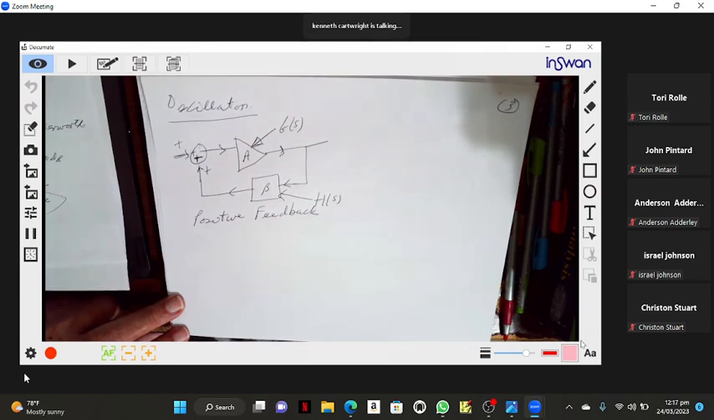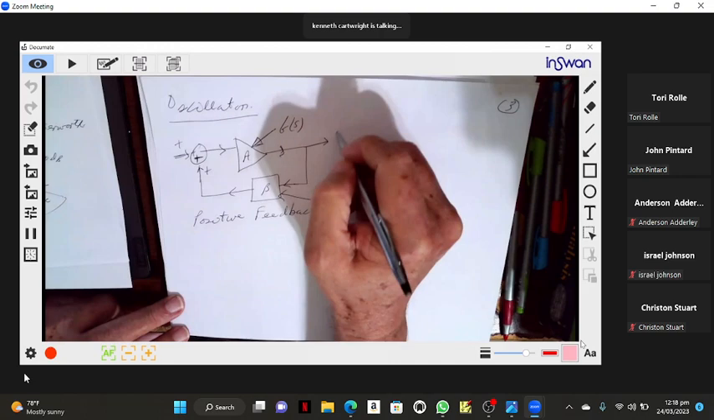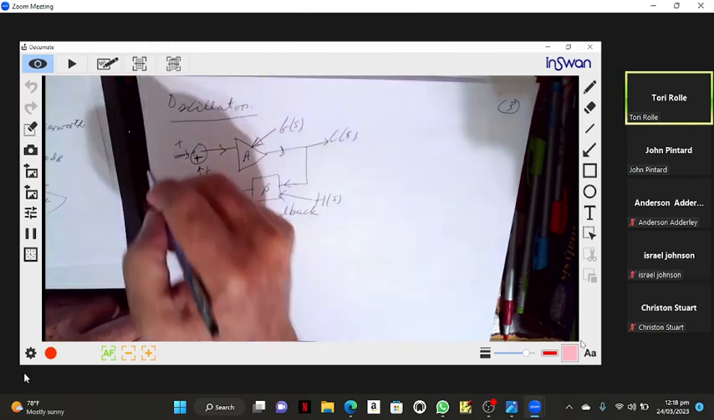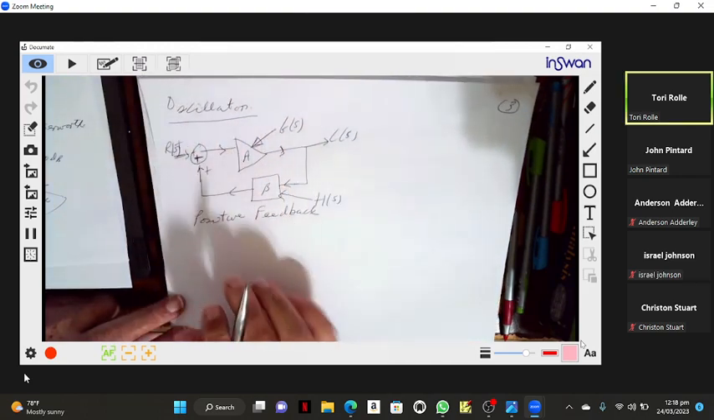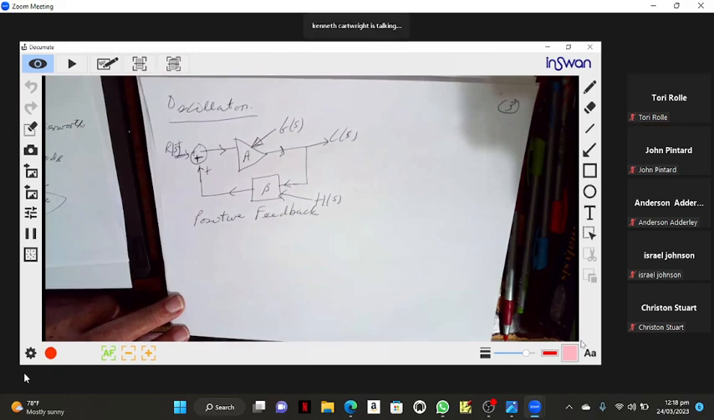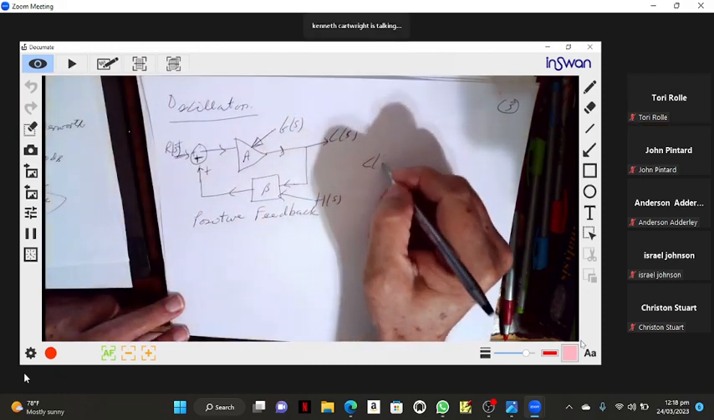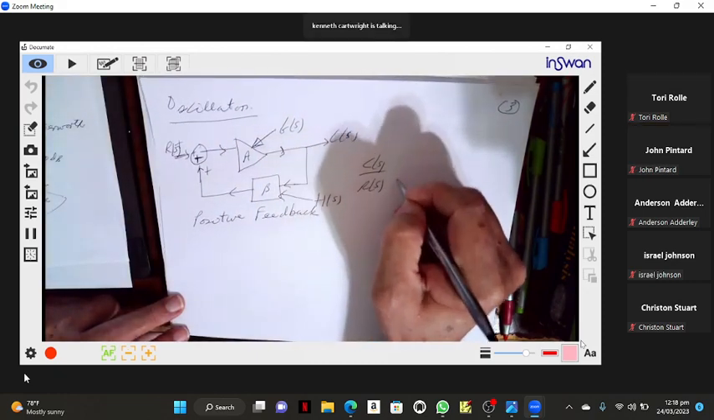What do you call it, C of S? You go on, output C of S. All right, you're calling this C of S? Yeah. And the input's R of S? R of S, yes. All right. And so what is C of S divided by R of S?